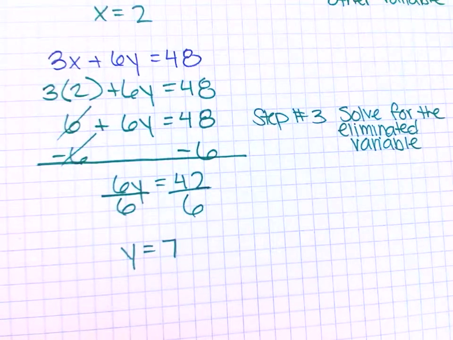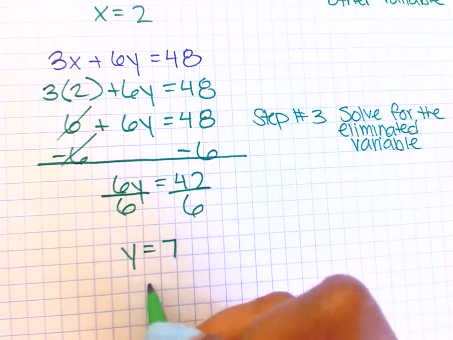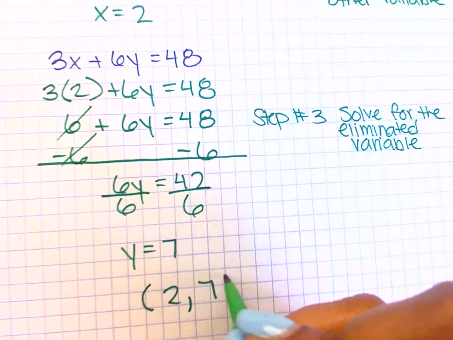And lastly, step number 4 tells me to write it as an ordered pair. X is 2, y is 7.